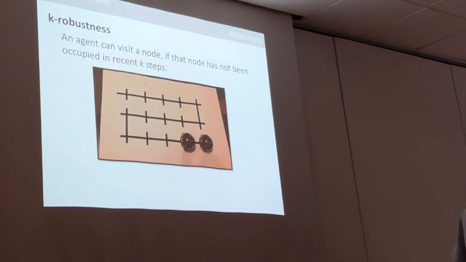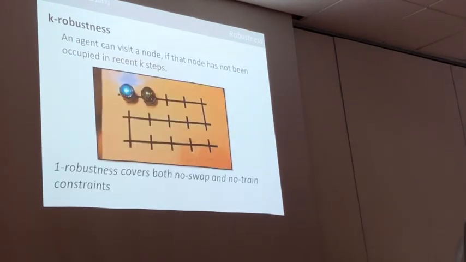Okay, so both of them reach the destination. So this was an example of one robustness. The node must be empty before we go there. And actually, the one robustness covers the node swap constraint. It also covers the node train constraint.